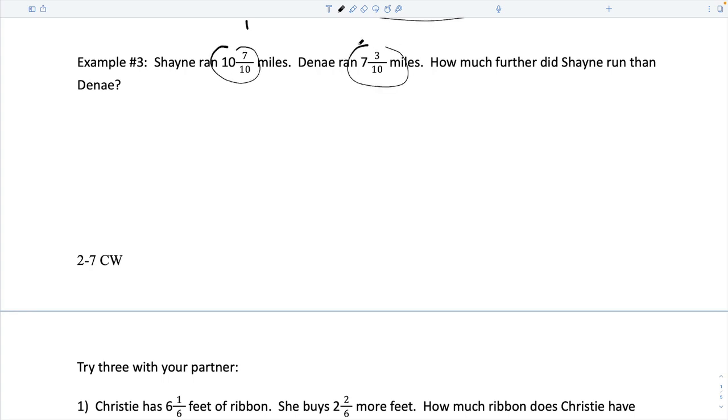What keyword do you see in this one, Cooper? Further. Good. And I'm thinking in my head, does that mean add or subtract, Cooper? What do you think? Subtract. Okay. Anyone have something different? What do you think, Baylor? Adding. Okay, let's vote. This one's tricky.